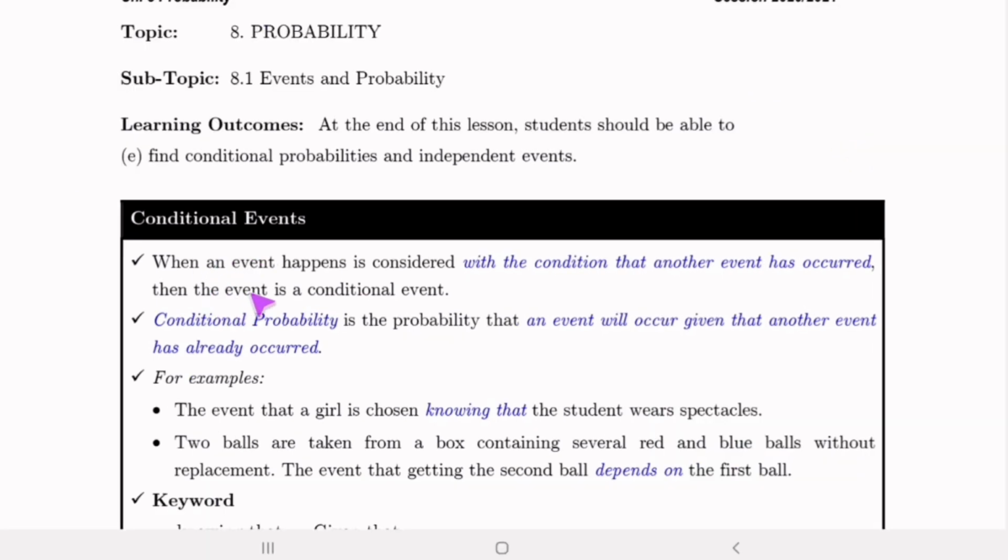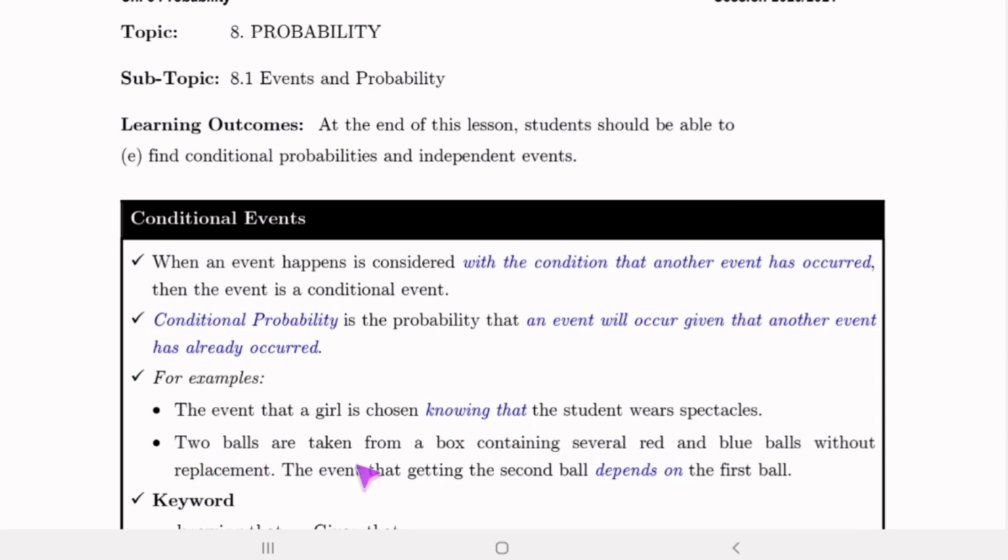Conditional events: when an event happens, is considered with the condition that another event has occurred, then the event is a conditional event. Conditional probability is the probability that an event will occur given that another event has already occurred. For example, the event that a girl is chosen knowing that the student wears spectacles.